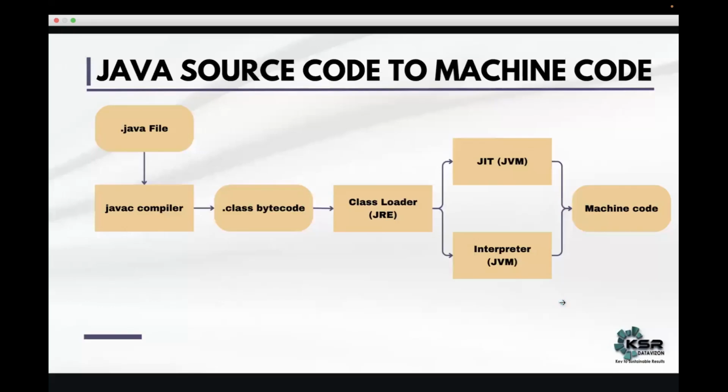There is one component which I forgot to add, which is the garbage collector. It is present in the JVM. That is for memory optimization. We will see that later when we are seeing the JVM in detail. Okay, so that's why I didn't add this.